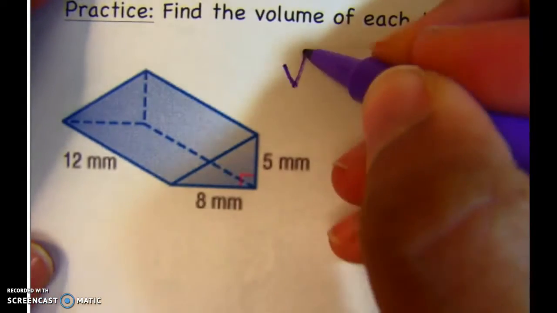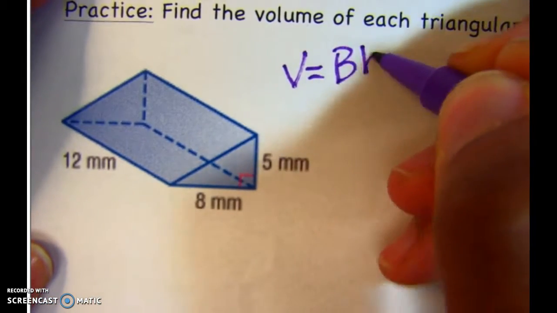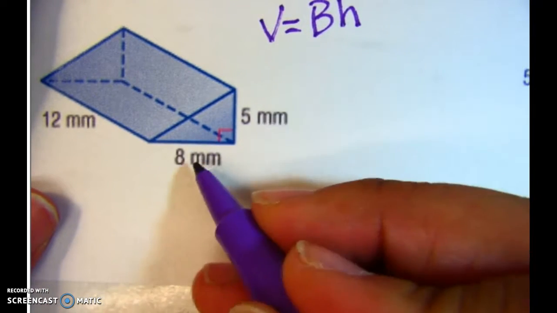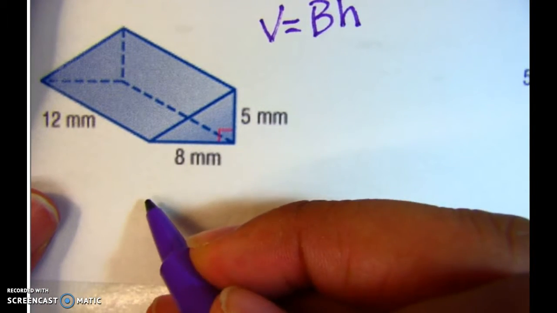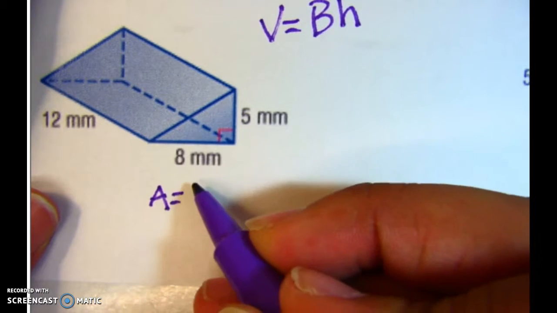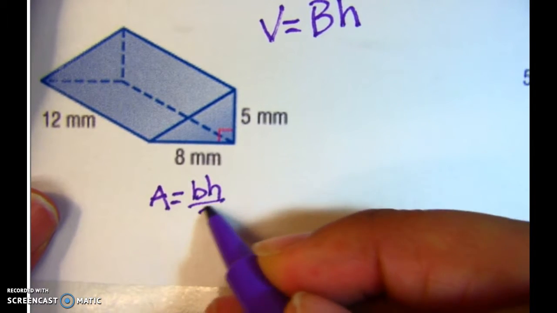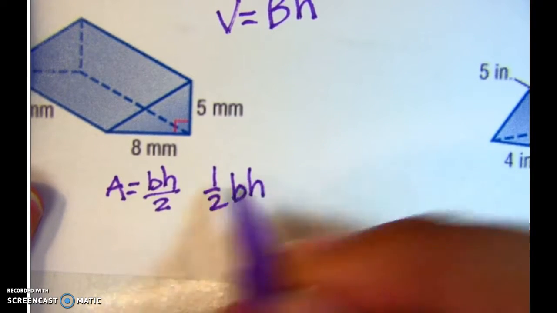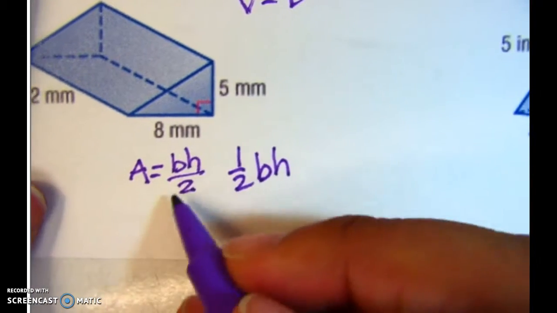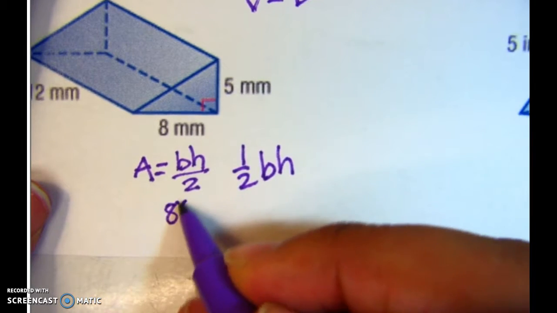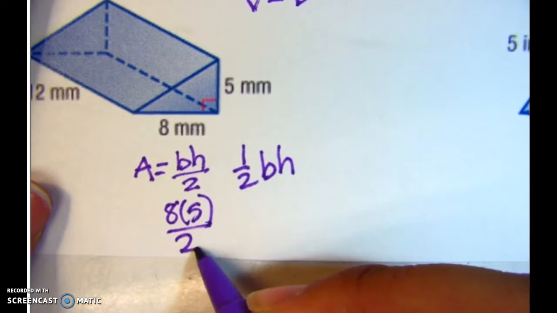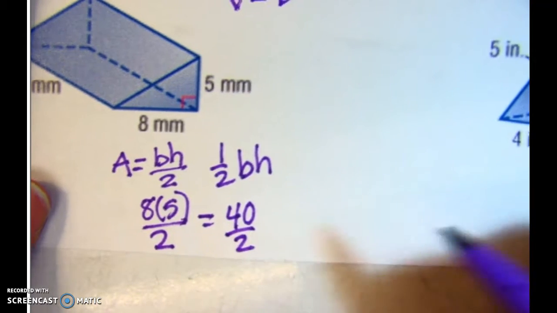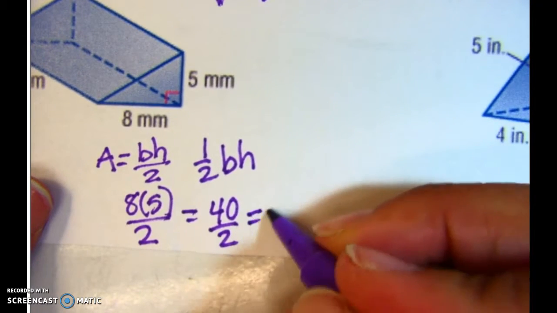Using the same formula, I need the area of the base times the height of the prism. The base is a triangle. So to find the area of this, I need to use the formula how to find the area of the triangle, which is base times height divided by 2. Or sometimes you'll see it written half of base times height. It's the same thing. So I'm going to do 8 times 5 and divide by 2. 8 times 5 is 40, divided by 2 is 20.